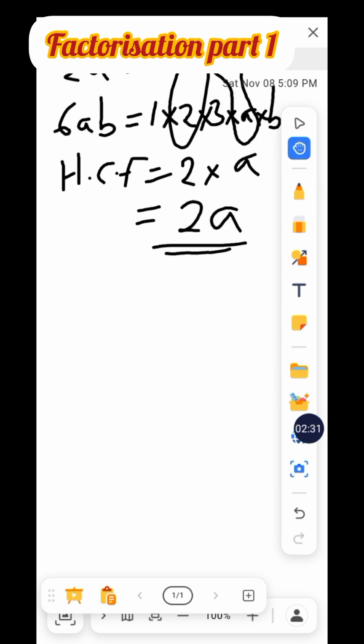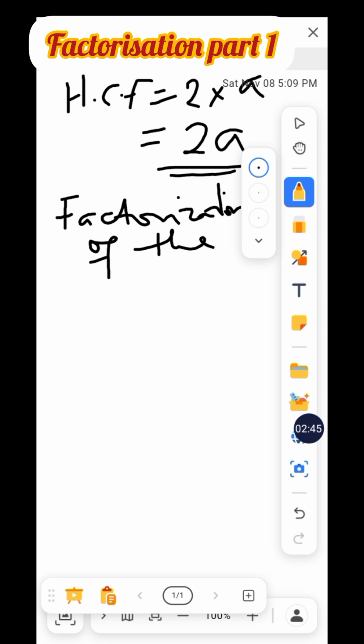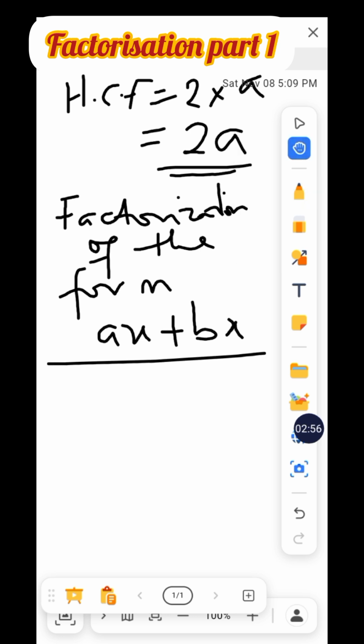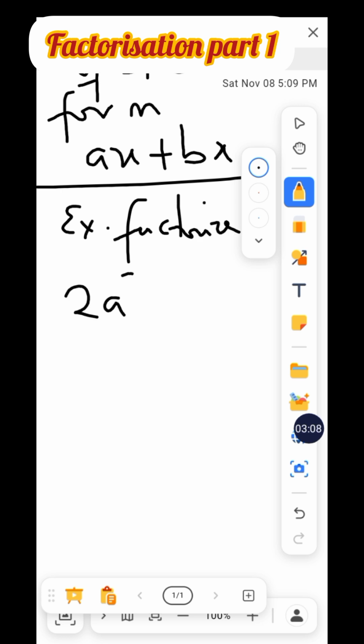So this is finding HCF of numbers. Now, this knowledge of HCF can be extended to factorization. Factorization has different categories. We are going to be looking at factorization of the form ax plus bx, when we have an expression like this. So how do we factorize it? For example, if you are asked to factorize 2a squared plus 6ab, how do we go about that?